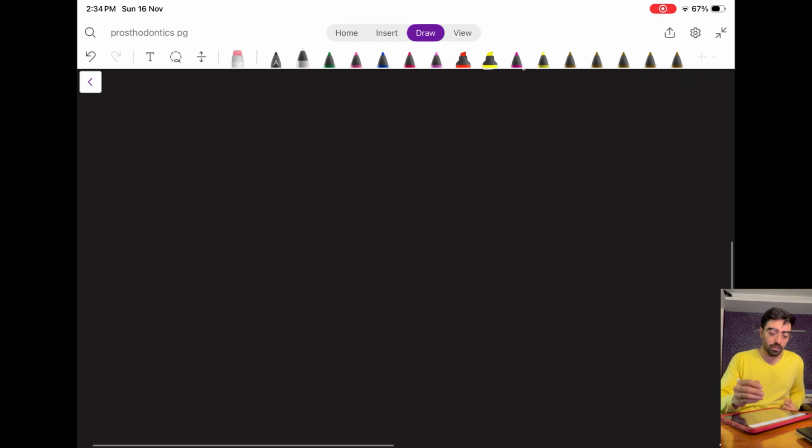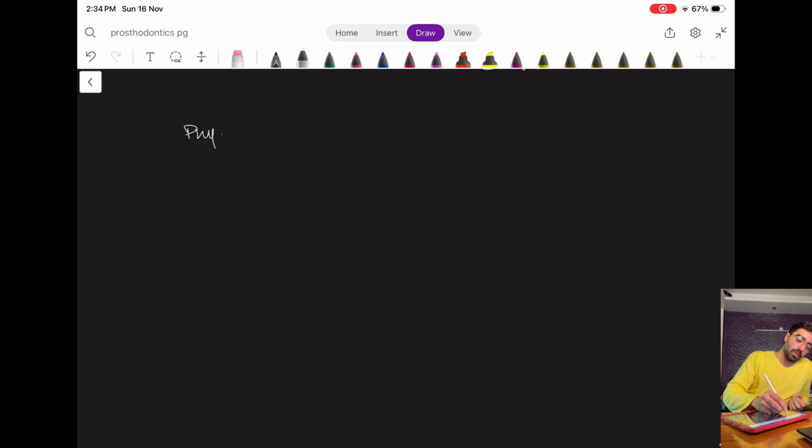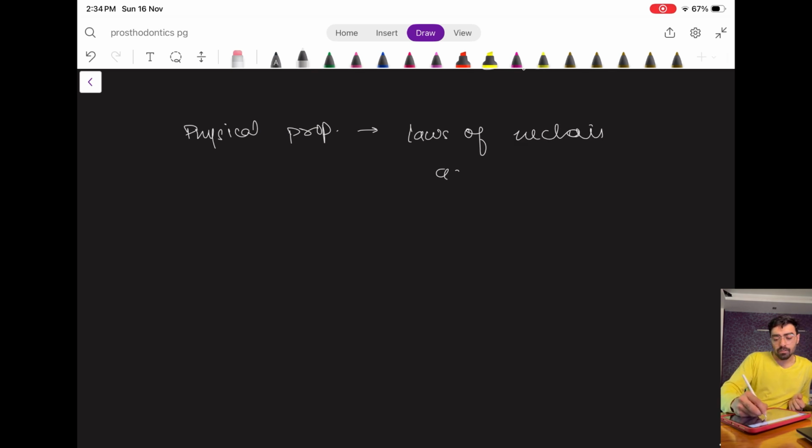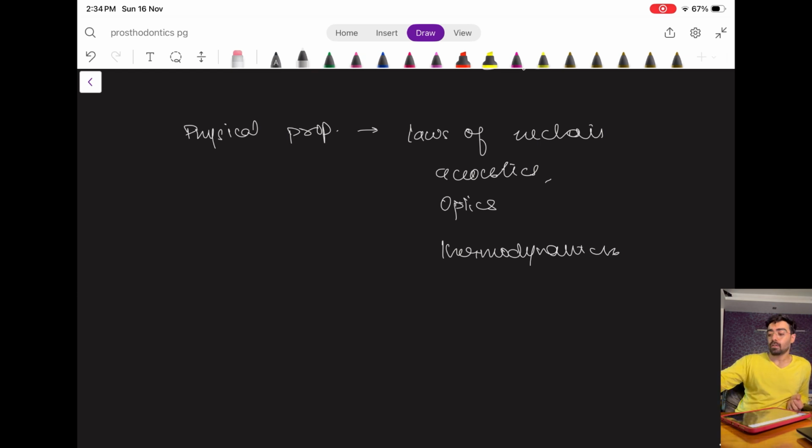So starting with what are physical properties. See, all your physical properties are based on laws of mechanics, or maybe acoustics, or maybe optics, or maybe thermodynamics. These are the various properties which come under physical properties.